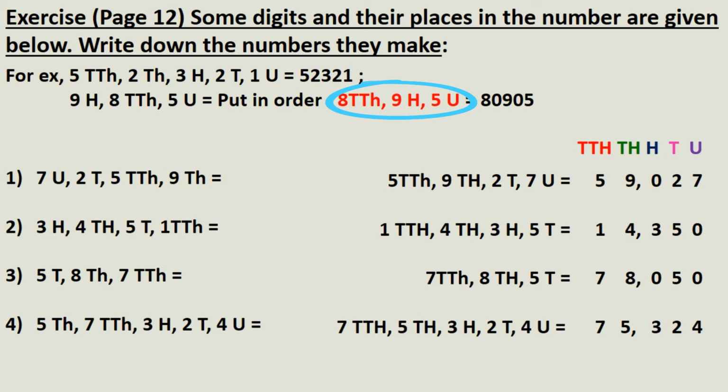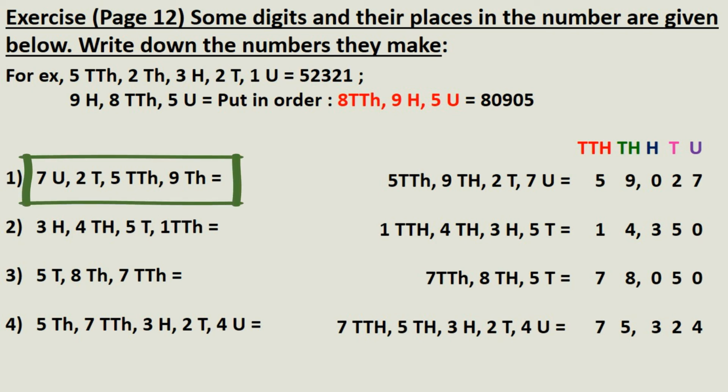So first we have to arrange these digits according to their place value. TTH is 10,000. We will take 8 first. So 8 10,000 which is 80,000. Next will be 9h because there is nothing in thousand place. And finally in tens place nothing. So we take directly 5 units. So the number for this example is 80,905.